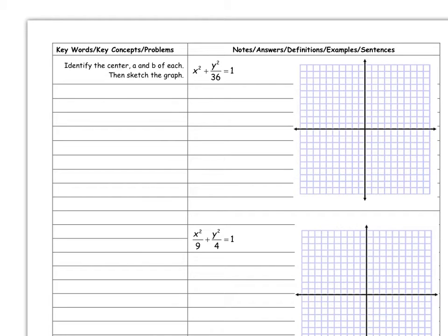Hi all, we're back with the second section of conic sections, ellipses. So we've written equations from a graph. Now we're going to graph from an equation. What they want me to do is identify the center, A and B of each and then graph it.